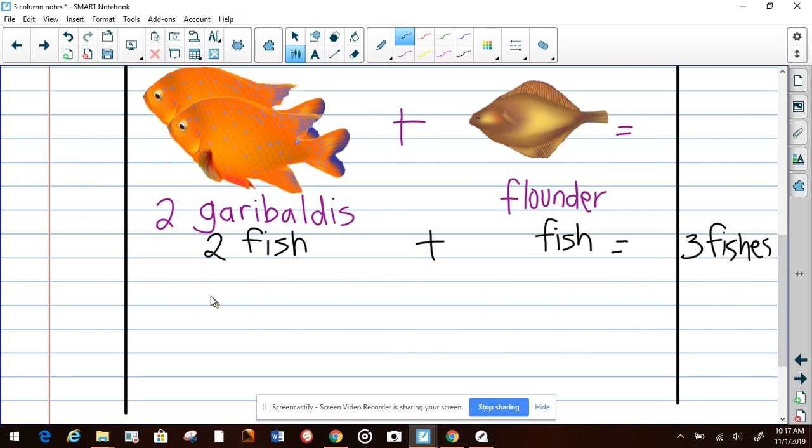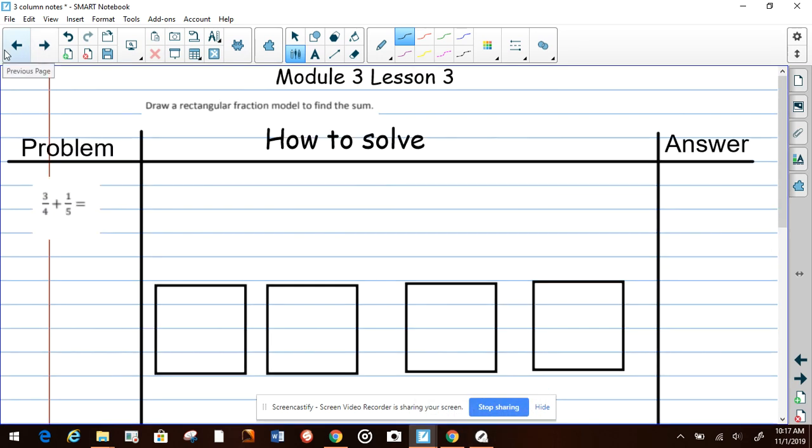Anyways, notice that when we're adding fractions that have unlike denominators, like in this case, this fraction has an unlike denominator, and this one can be different from this fraction. We have to find something in common, just like we did with the fish. These were Garibaldi fish, and these were flounder fish. The one thing they have in common is that these two creatures are fish. So that's our conclusion.